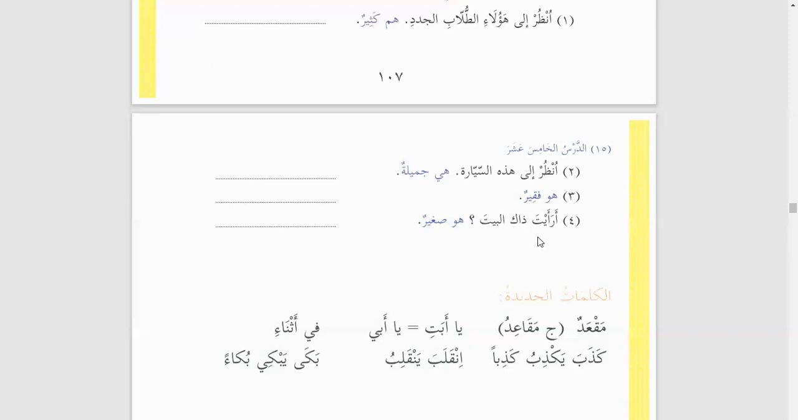Okay. أرأيت ذاك البيت. Did you see that house? هو صغير. It is small. ما أصغره. Excellent. Hu refers to the house, to the bait. هذه الكلمات الجديدة. These are the new words. مقعد, seat, and the plural is مقاعد on the pattern of مفاعل. That's why it is partially flexible. It does not accept the tanween.